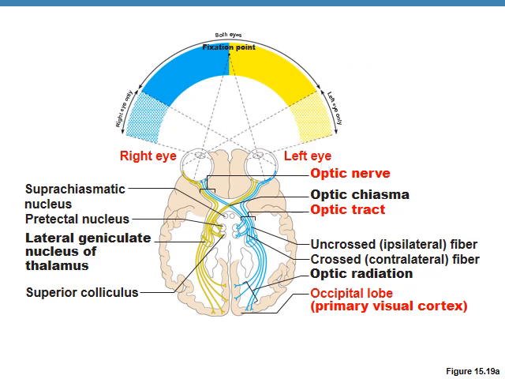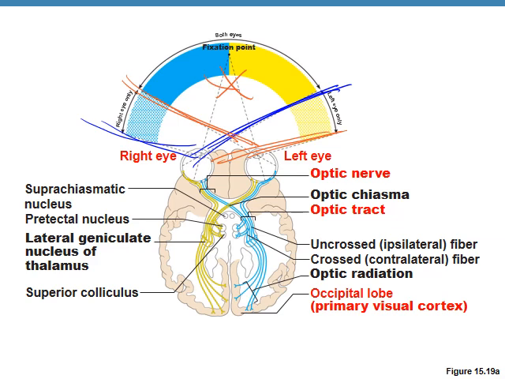So there's a crossover, right? So your right eye can see from here to here, and then your left eye can see from here to here. So all of this is overlapped.